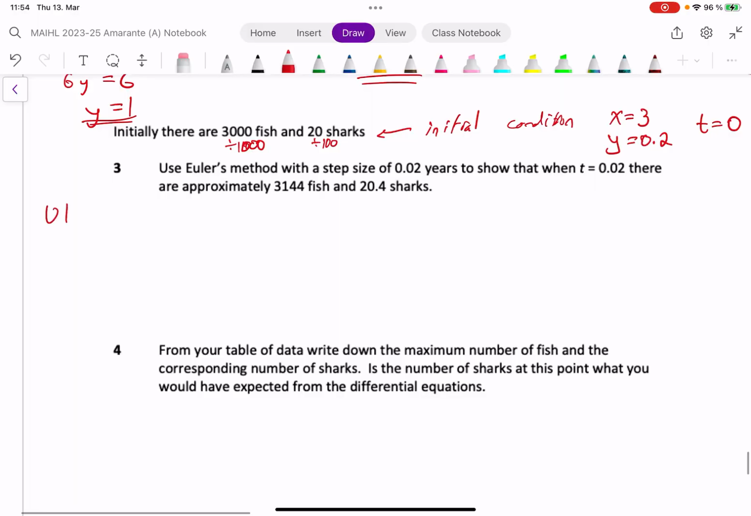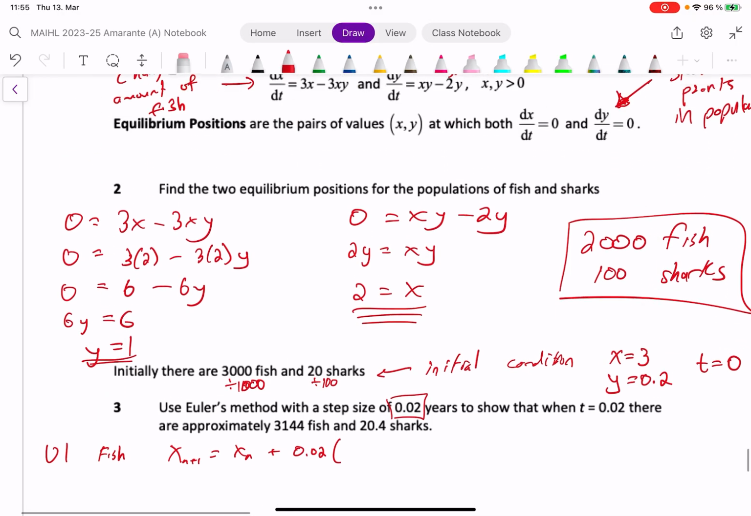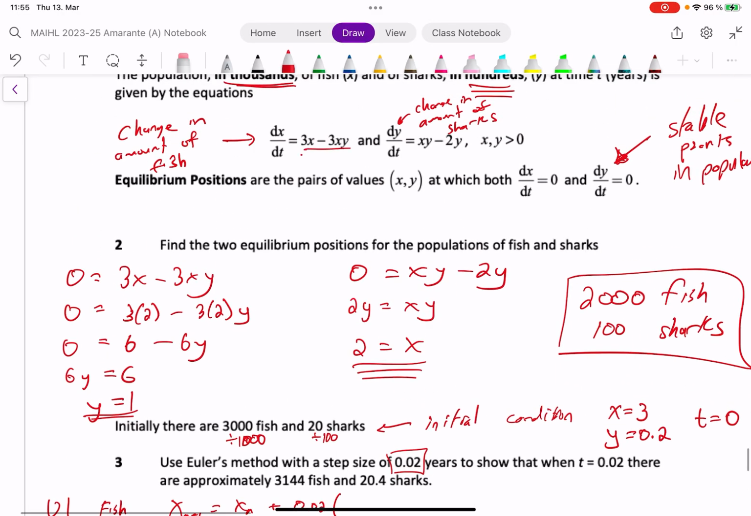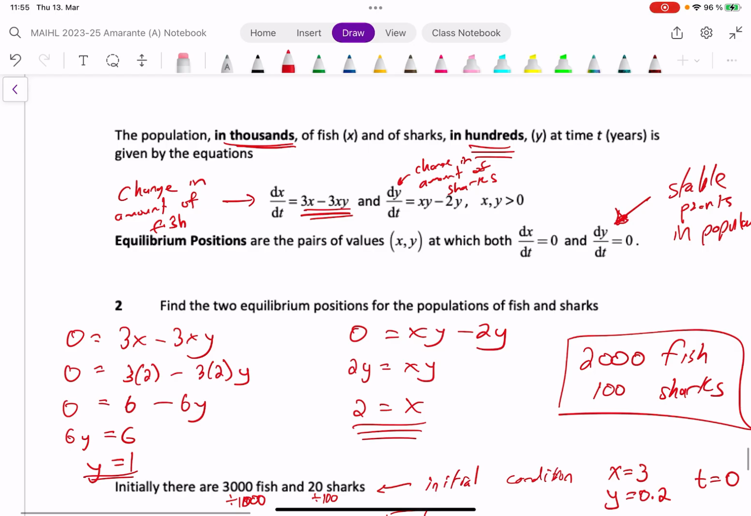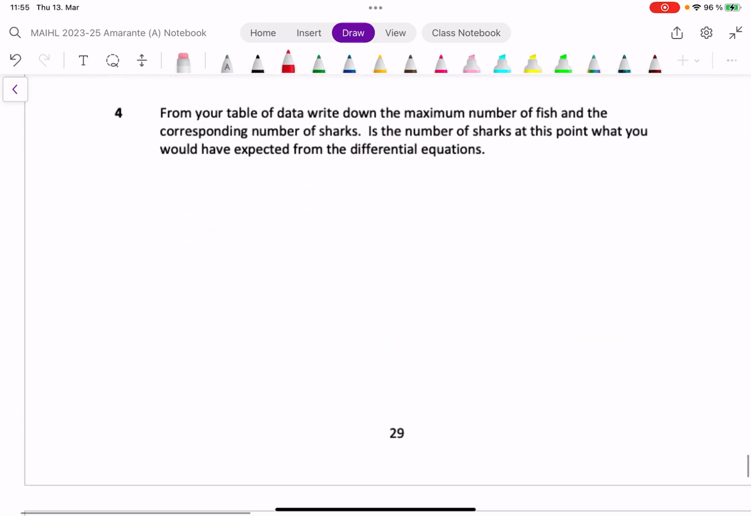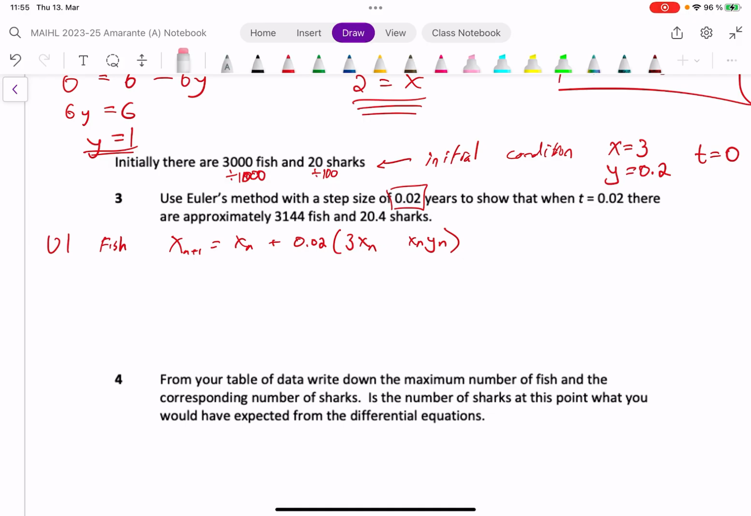So my first sequence U1 is going to be fish. And I'm going to say, okay, x_(n+1) is going to be x_n plus my step size, 0.02, times my x derivative, dx/dt, basically, right? So that is going to be 3 times x_n plus 3 times x_n times y_n, right? 3x plus 3xy. That's what this equation is up there, right? 3x plus, or sorry, minus. There should be a minus between those. Minus 3xy.